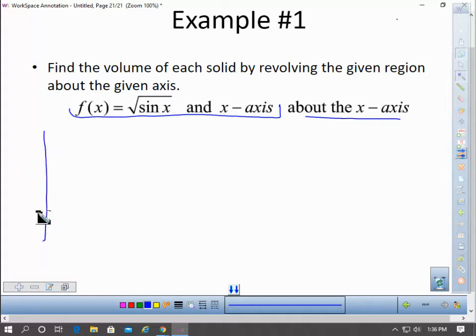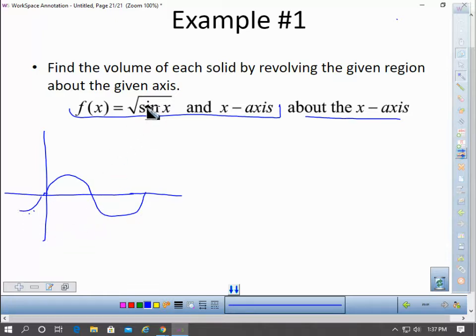All right, so what does the square root of sine x look like? Well, we know what sine looks like, right? Sine looks like this, and it just keeps on going, and it keeps on going this way too.